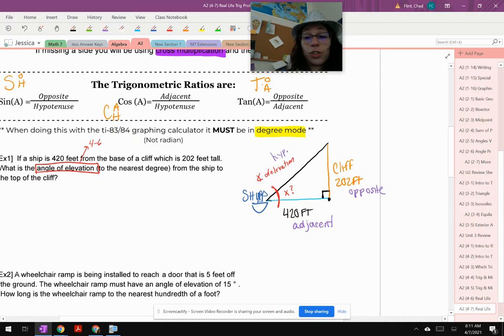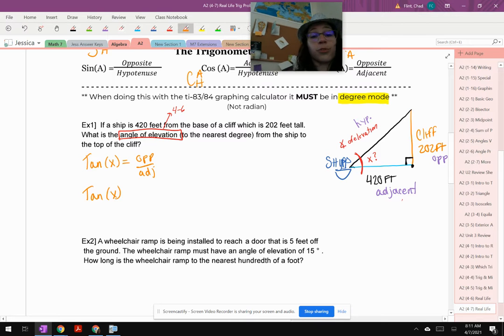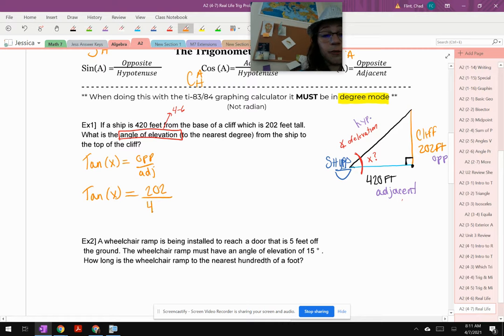Looking at my trig ratios, which one uses opposite and adjacent, because that's the information I have here. Opposite and adjacent is tangent. So I'm going to use tangent of x is equal to opposite over adjacent. Tangent of x, because I'm still looking for that angle. I don't know what it is. Opposite was my 202. Adjacent was my 420.